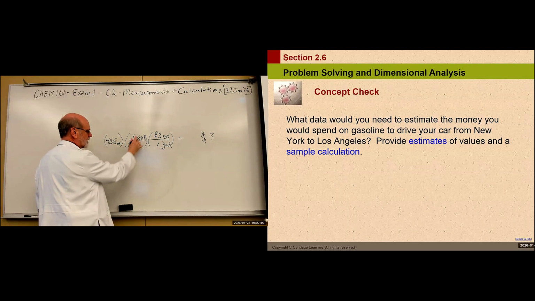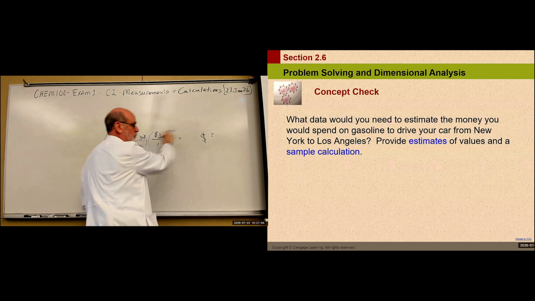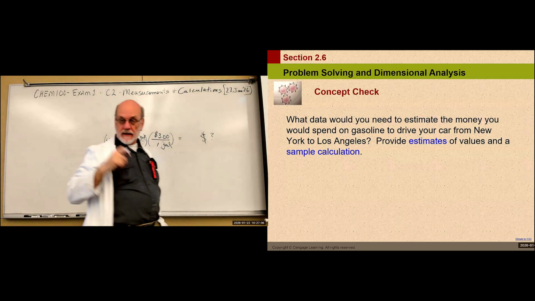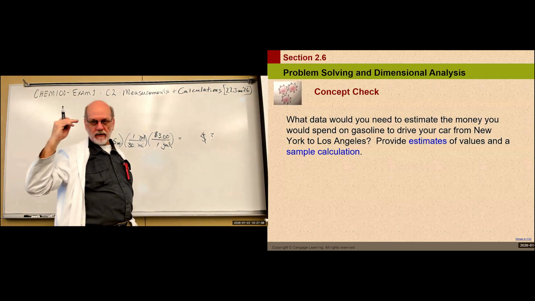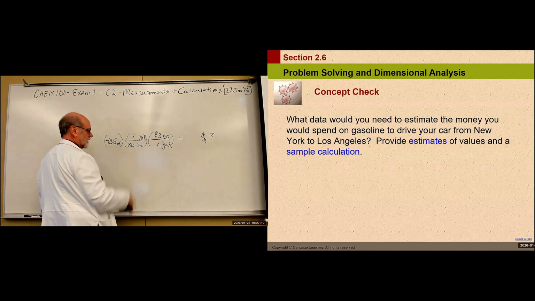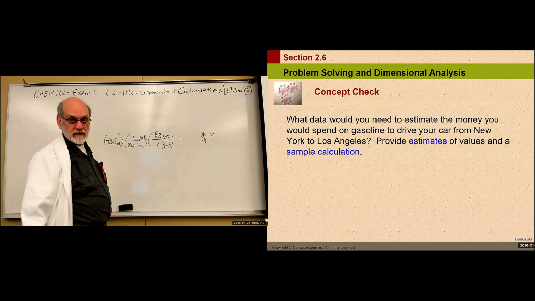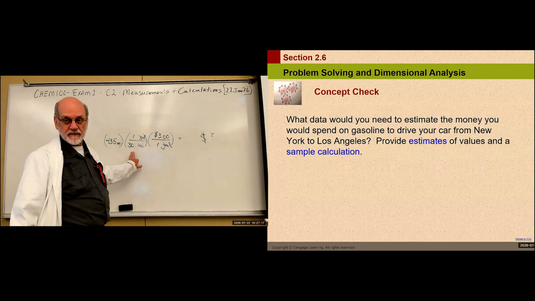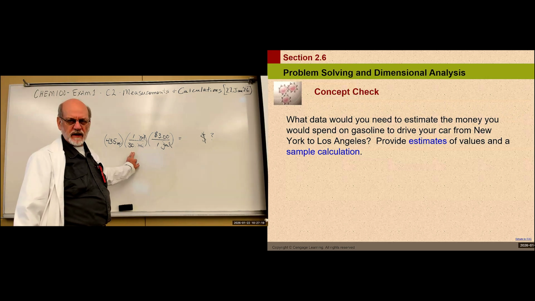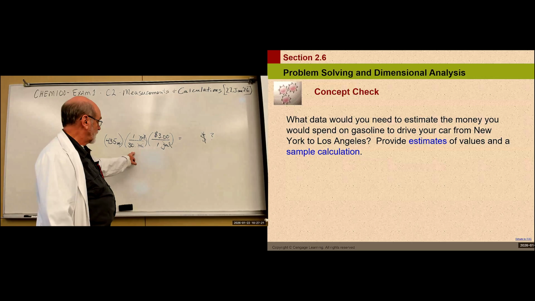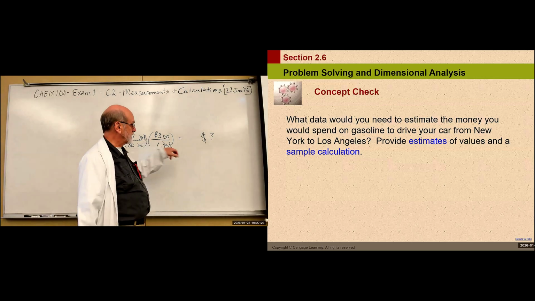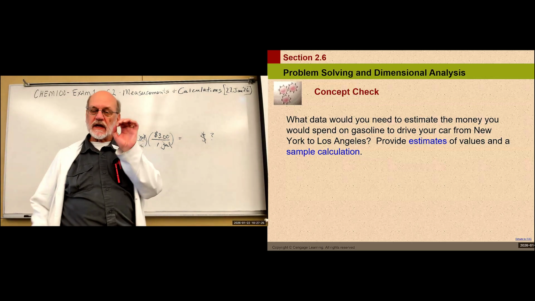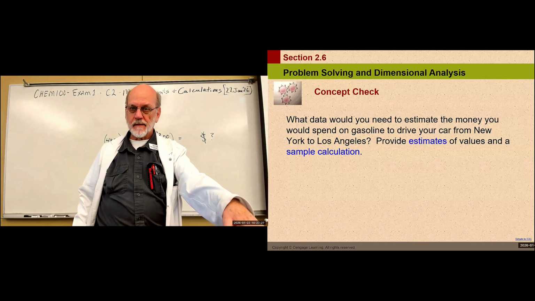That cancels miles, gallons canceled. Now we're going to end up with dollars. That's the thinking part of the problem, putting this together. The rest is number crunching. So you put this in your calculator, 435 divided by 30. If you have an algebraic calculator, you have to say equals. And then times 3. And that's how much money you need to get down there.